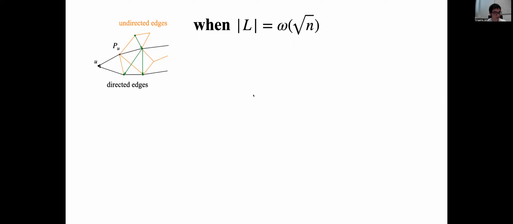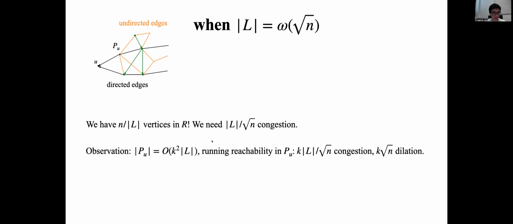There is just one more issue to mention. Remember that we have n divided by L vertices in R, so we actually need L divided by root n congestion instead of root n congestion. And the observation is that the size of PU is actually k squared times L. So by running reachability on PU, we actually can achieve L divided by root n congestion and k times root n dilation, because these two numbers multiplied together will give you this number.